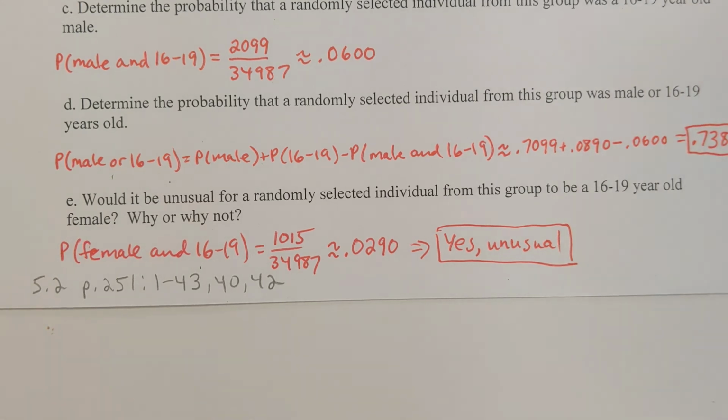So would that be unusual if I were to select a female and that person is 16 to 19 years old? Yeah, it would be very unusual. I only have a 2.9% chance of that happening. So it's likely not to happen. It could happen, right? We're not saying that it can't happen. It's just likely not to happen since you have less than a 3% chance of that happening. So yeah, that would be kind of unusual.